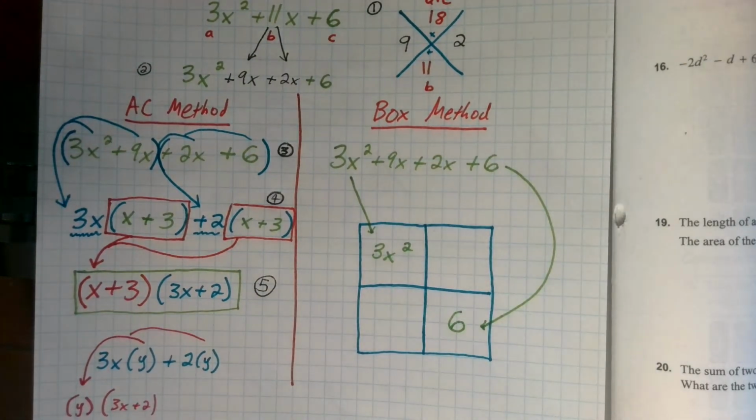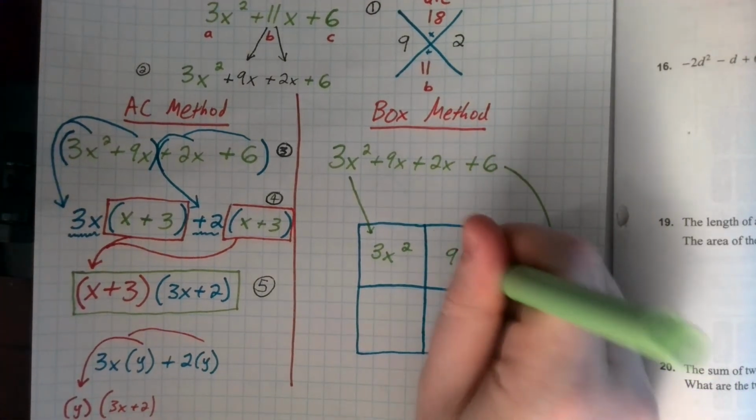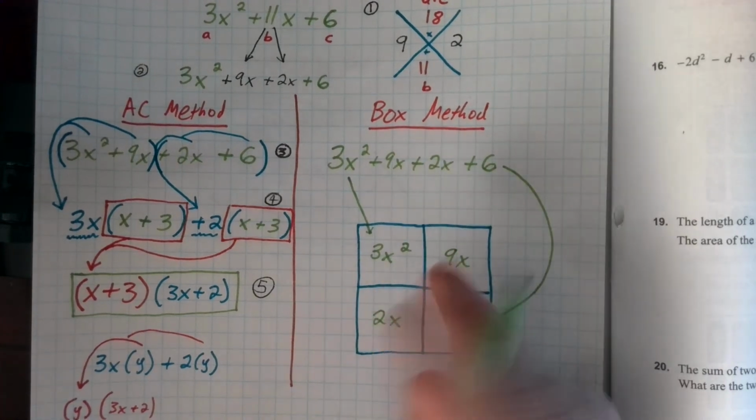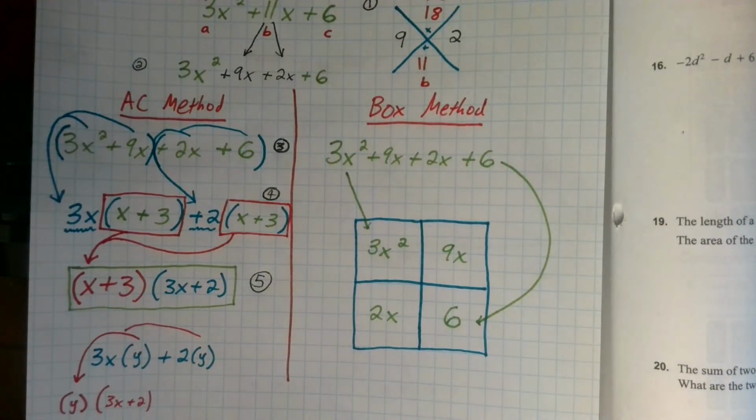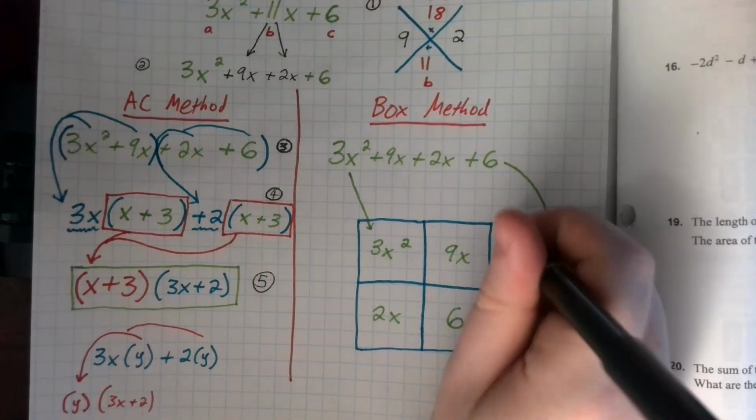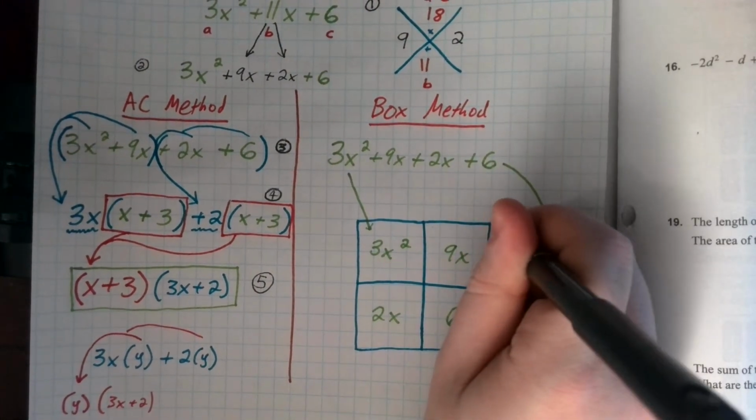The other 2 terms, it doesn't really matter where you put them. You can swap them around all you want. So I'm going to put my 9x here and my 2x here, but I could have flipped them as well. That's the step here: you want to put everything into the boxes.